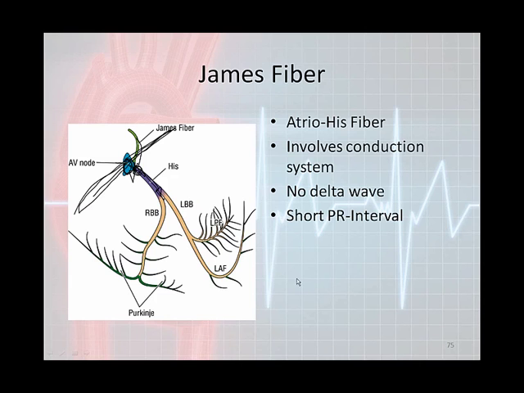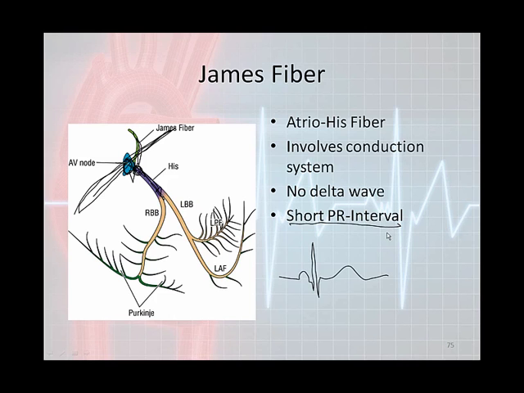What this will do is it will give you a P wave with a shortened PR interval and then a normal QRS. Since you are not traveling through any cells in the myocardial tissue, you're only traveling through the superconductive pathway cells, you're not going to have a widened QRS, you're not going to have a delta wave, but you will have a short PR interval.